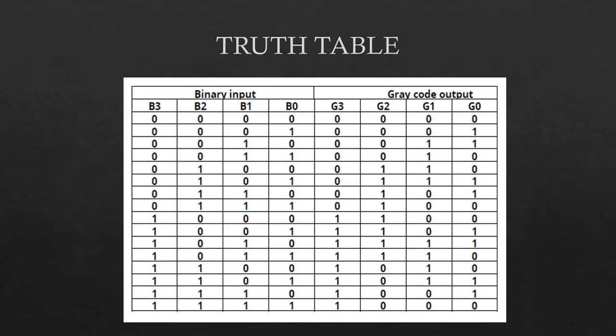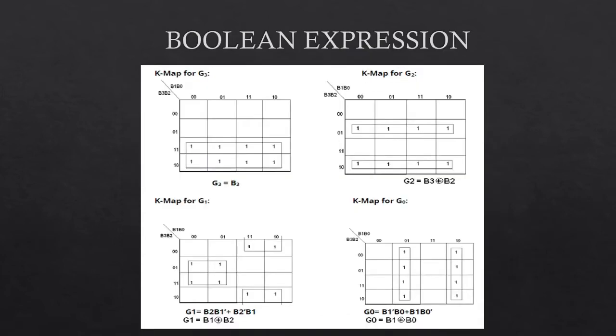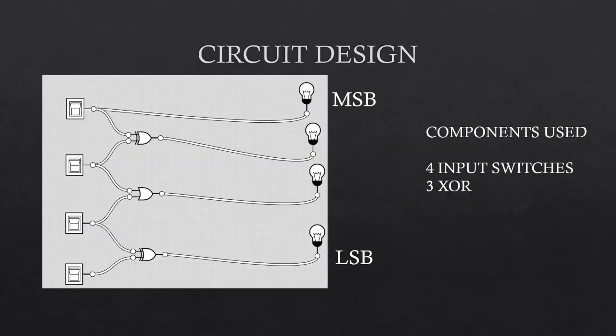Here we have the truth table where the binary numbers are given as the input, and the converted gray code is produced as the output after conversion from the 3 XOR gates. We have K-maps for the gray code output, and we also have the boolean expression for every single digit of the output. The boolean expression for G3 equals B3, for G2 it equals B3 XOR B2. Similarly for G1 it's B1 XOR B2, and for G0 it's B1 XOR B0.